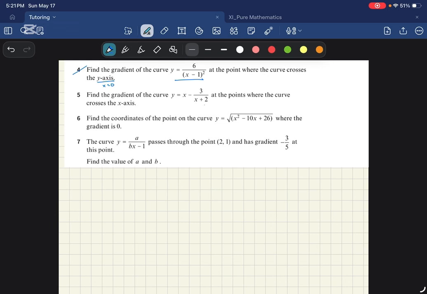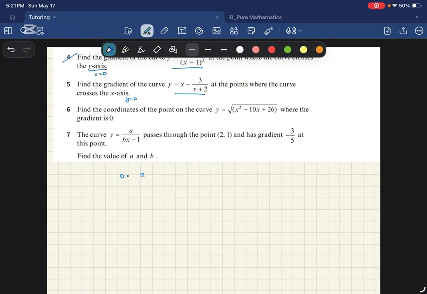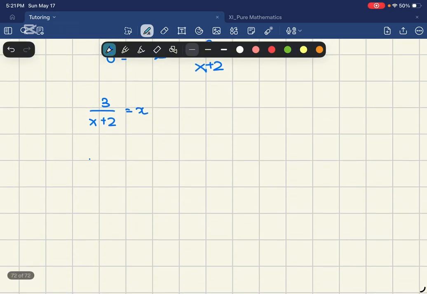You want to find the gradient of the curve at the points where the curve crosses the x-axis. So that means y is equal to 0, right? If your curve is crossing the x-axis, you want to solve for 0 is equal to the expression. You want to solve for y is equal to 0. So you have 3 over x plus 2 is equal to x if you add this expression on both sides. Now x cannot be minus 2 because then you would have 0 in the denominator. That is not possible. And I think you can see that your x has to be equal to 1 actually here.